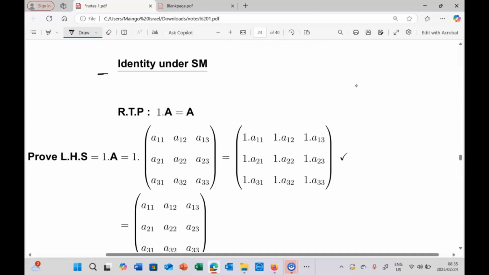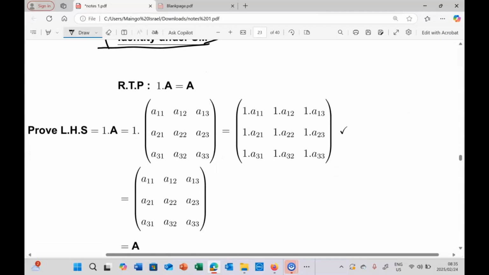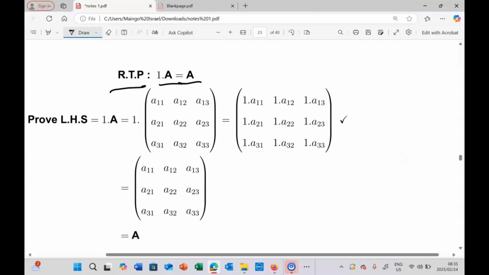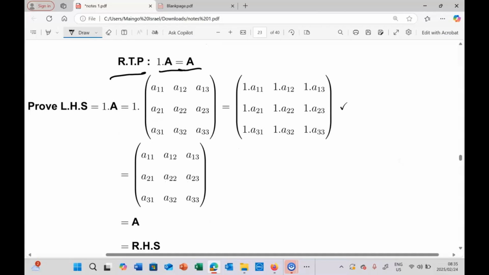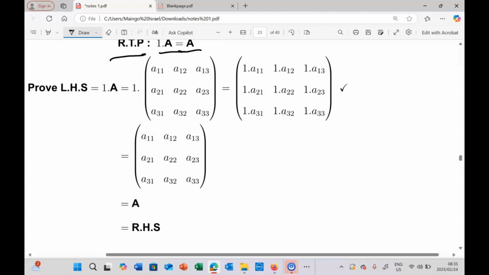Let's look at the additive identity under scalar multiplication. So we need to prove that 1 times A is just A. How can we prove this? 1 is a scalar. So the left hand side is equal to 1 times matrix A, which is this guy. When we multiply each entry inside by a scalar, it is just like this. So now 1 times A11, 1 times A12, like that.